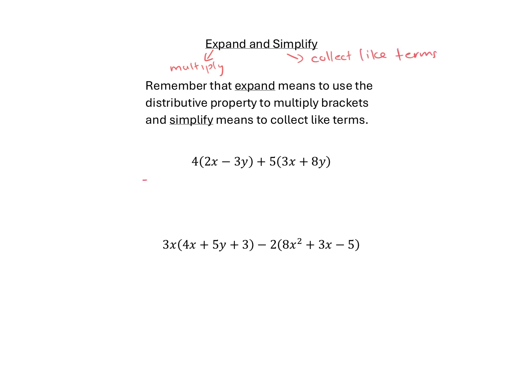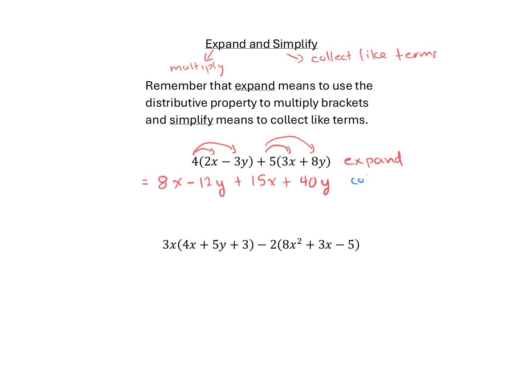Okay, so we're going to expand the first bracket by multiplying each term by 4. So 4 times 2 is 8, and 4 times 3 is 12. Once that bracket closes, we're moving on to the next bracket. So the 5 belongs to the next bracket. So 5 times 3 and 5 times 8. So this is the expand step.